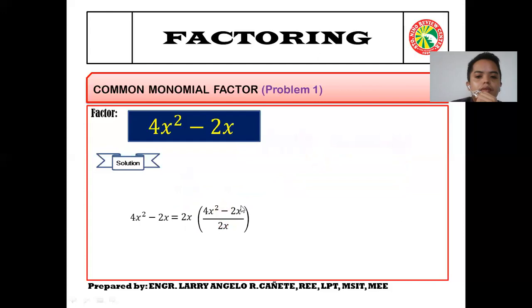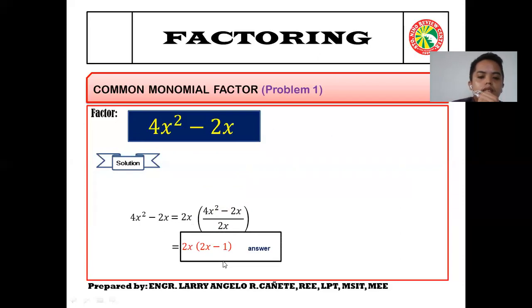Simplifying further, the answer is 2x quantity of 2x minus 1. It's easy to check whether your answer is correct. You simply reverse the process: 2x times the quantity of 2x minus 1 gives 4x squared minus 2x. So it is correct, and this is your final answer.